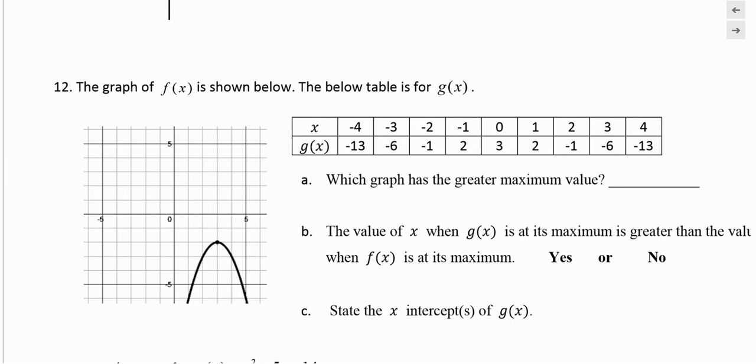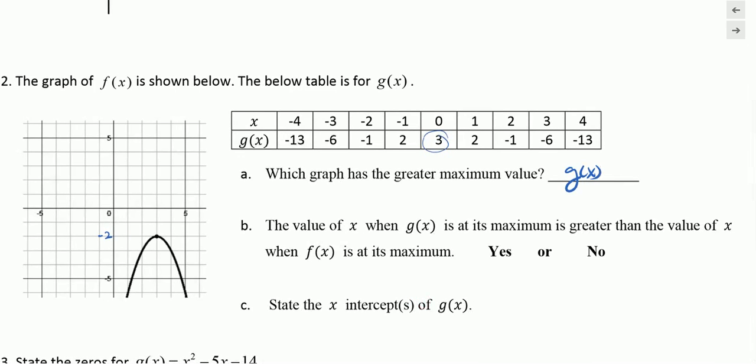We have the graph of f of x below and the table for g of x. Which graph has a greater maximum value? Well, f has a maximum value at -2, where g has a maximum value at +3, so g. The value of x when g is at its maximum, that's 0, is greater than the value of x when f of x is at its maximum, which is at 3. So is 0 bigger than 3? No.